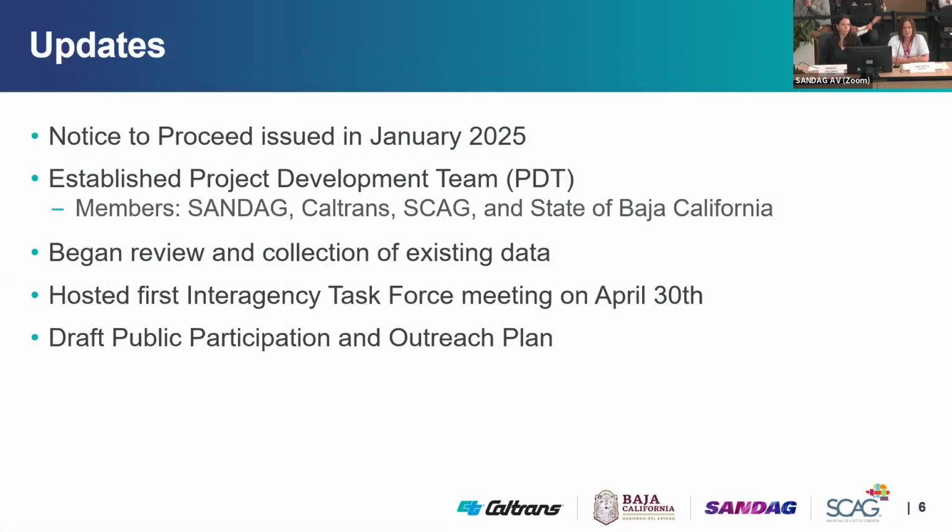So what have we accomplished in this last 6 months? In January, we received our notice to proceed from Caltrans. We established the project development team. Members include our grant sponsor, Caltrans, our co-sponsors, the Southern California Association of Governments, and the state of Baja California. We began reviewing and collecting existing data. We hosted our first interagency task force meeting on April 30th, and we drafted the public participation and stakeholder outreach plan that you will hear about later on in the presentation.